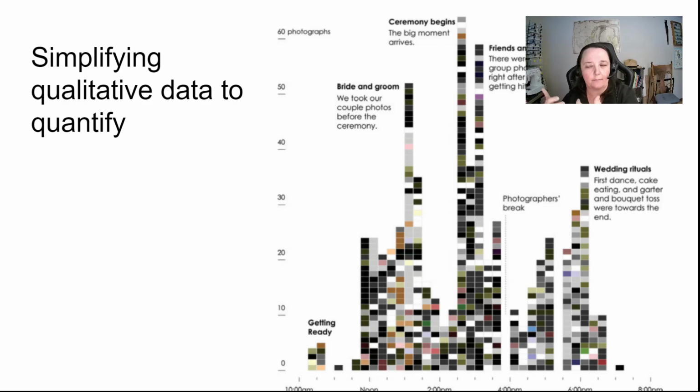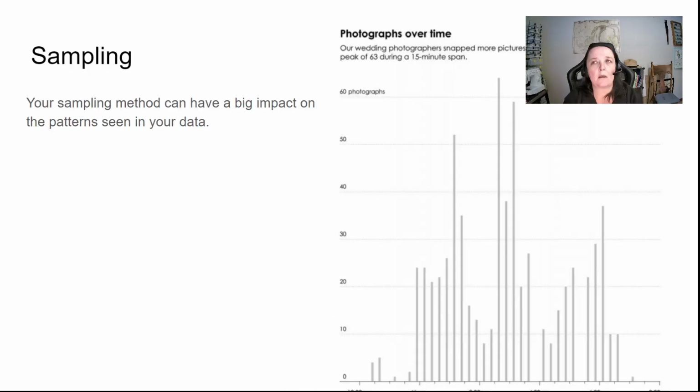So then they have an even more simplified bar chart of photographs over time. So you can see when there are peaks and valleys based on when the photographers thought it was most important to take photos, right? So this brings up the issue of sampling. You want to think about when you're collecting data or when you're looking at data that was collected, how was that data collected? What's the pattern of data collection? So for a wedding, they're trying to capture the most important moments in the wedding, and so the photographers are taking more pictures during the time periods when more important things are happening.